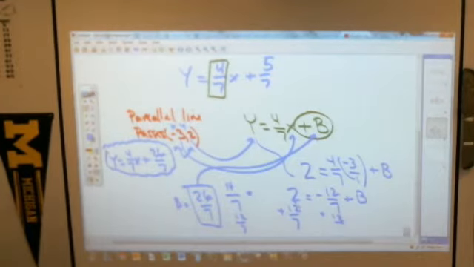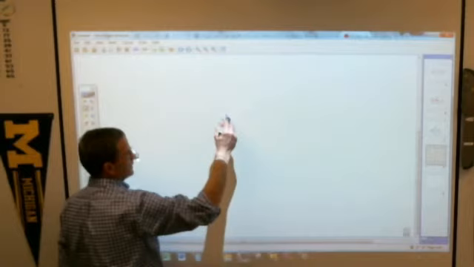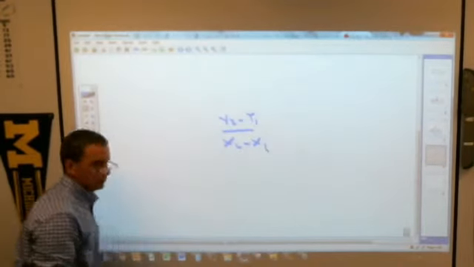Now how about letter C? Determine if the lines passing through these points are perpendicular. Well, automatically the word perpendicular tells you that their slopes must be opposite reciprocals. And you know how to find slopes by the slope formula. Remember the slope was y2 minus y1 over x2 minus x1. You're going to have to do a little work there.